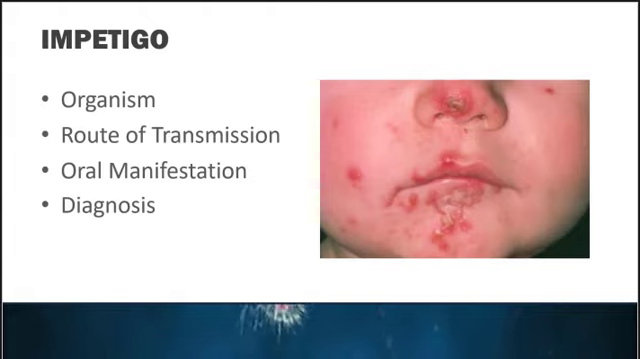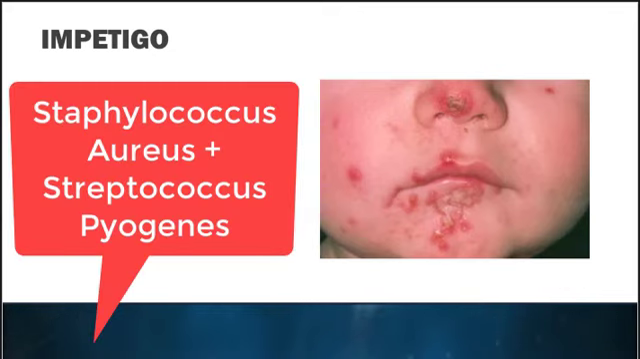The first disease that we're going to talk about, I actually mentioned in another lecture when we were talking about how to describe lesions, and I think I used impetigo as an example. But impetigo is a bacterial skin infection, and it's usually seen in kids, and it's caused by Staphylococcus aureus in combination with Streptococcus pyogenes.